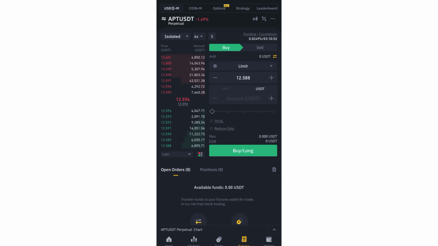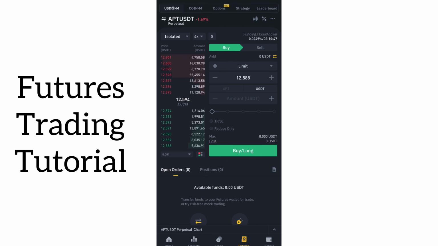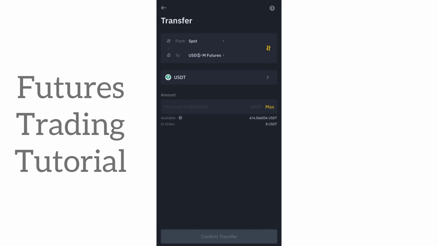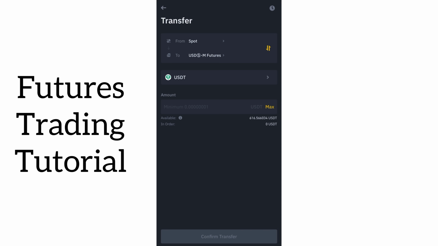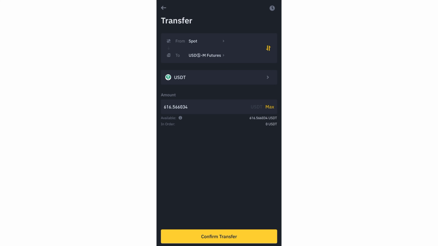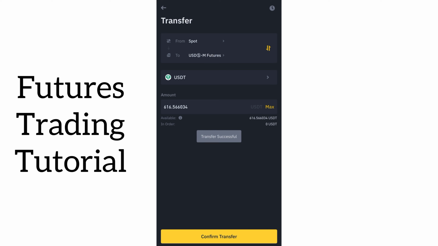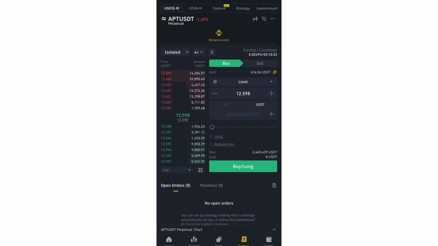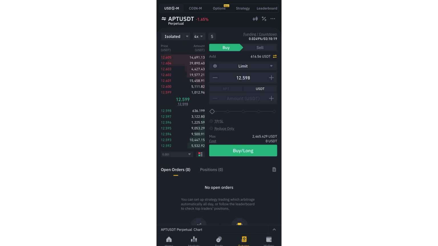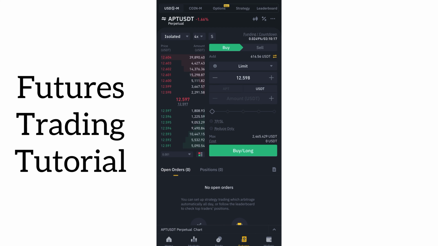Simply click on this icon where you can find 0 USDT. You can see an icon beside it. Click on it and click transfer. It means you're going to transfer money from spot to futures. You can see from spot to futures. You're transferring USDT, and let me just transfer everything I have, the maximum balance. So this has been transferred, and you can see the money is already in my futures wallet. Now once you have balance in your futures wallet, you can trade.